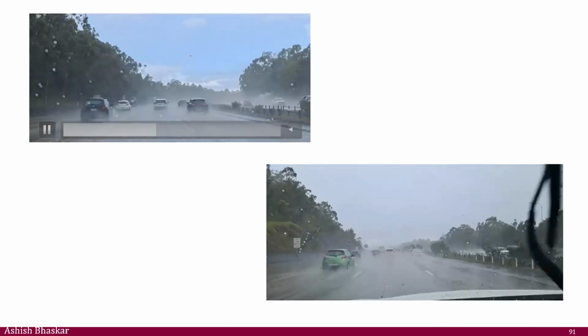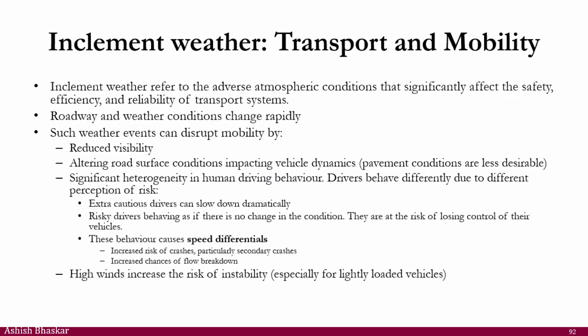It's very risky, right? So when you are looking at inclement weather, it reduces the visibility, as you can see that. So you cannot see far ahead. Any breakdown or any incident happening ahead, you cannot see that far. And moreover, your friction is going to decrease.